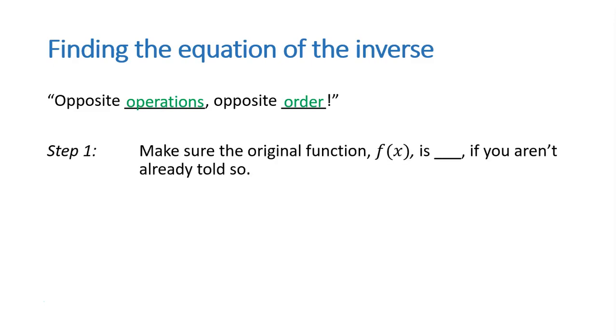Our first step is to make sure the original function f of x is one-to-one, if we aren't already told so. One of the easiest ways to check this is to use a graphing calculator or some type of graphing utility and graph the function you're given. Remember, a one-to-one function has to pass the horizontal line test. If it doesn't pass the horizontal line test, it means it's not one-to-one. It means we might need to do a little bit of extra work. Typically, most of the things we see are going to be one-to-one, but we don't want to sweep this under the rug entirely. This is something we do need to consider.